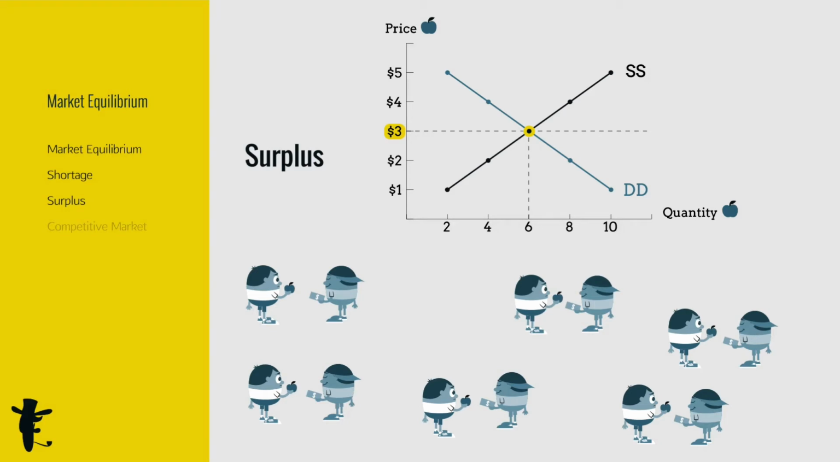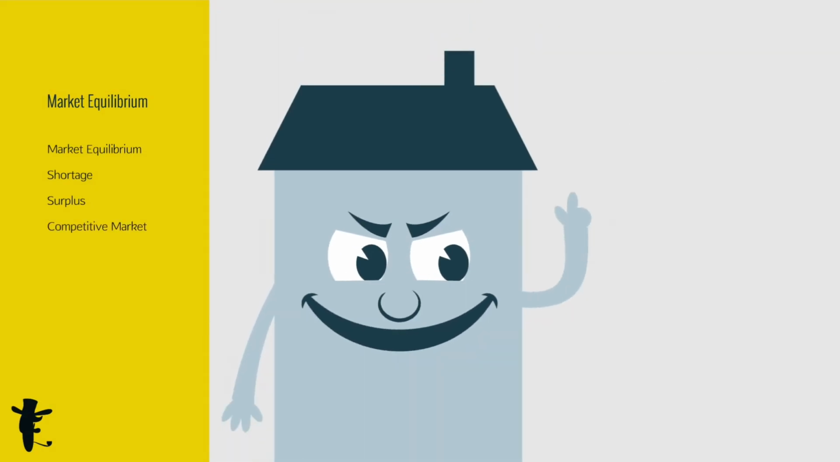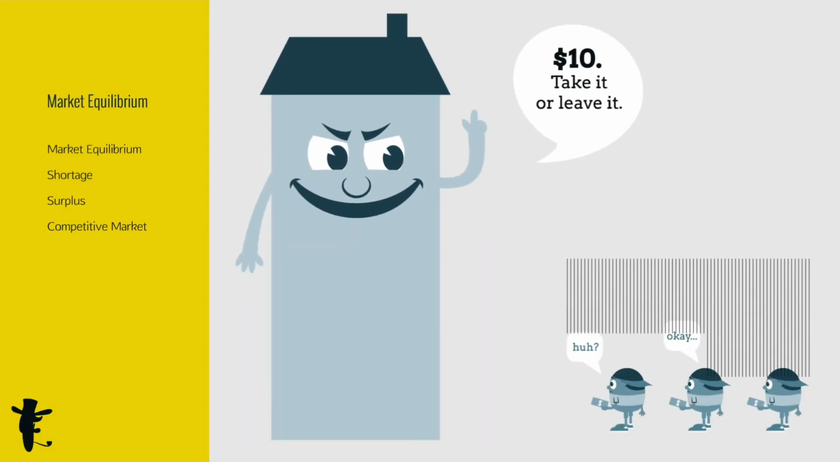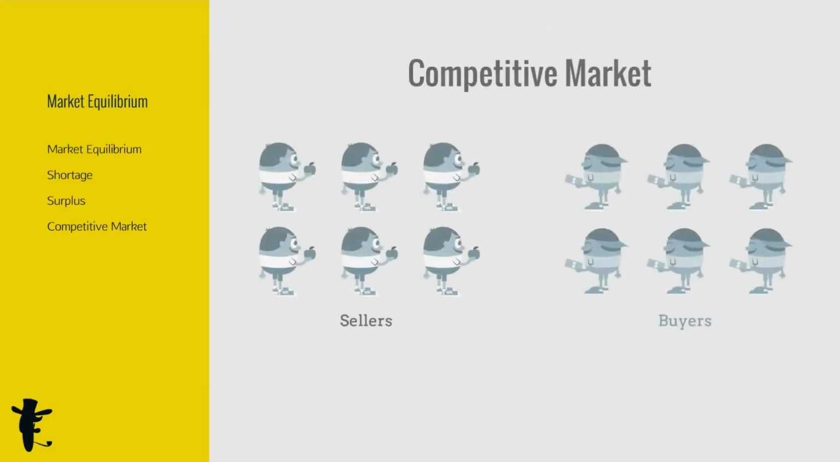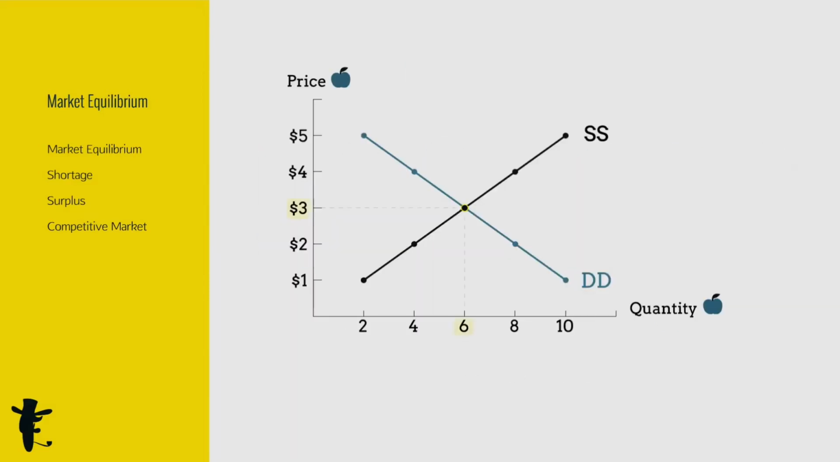So, the market equilibrium price is the only point where price is stable. Wait a minute. What happens if we have a super powerful firm that can influence price? Well, we assume we have a competitive market. There are many similar sellers and buyers. With so many of them, none can influence price. They are price takers. The market sets the price.